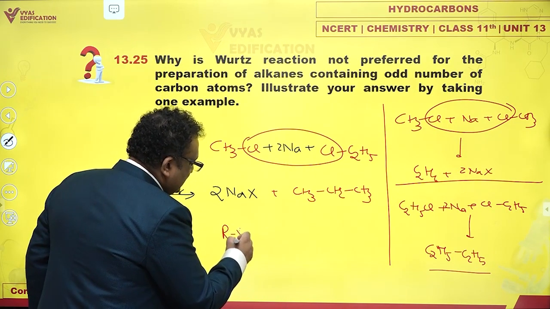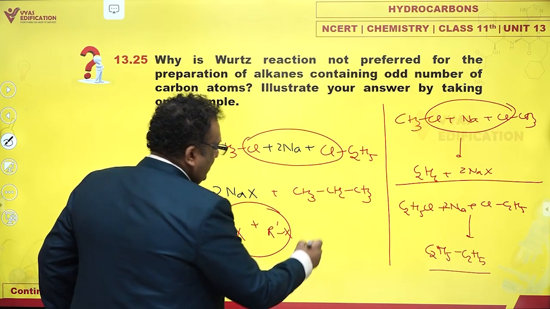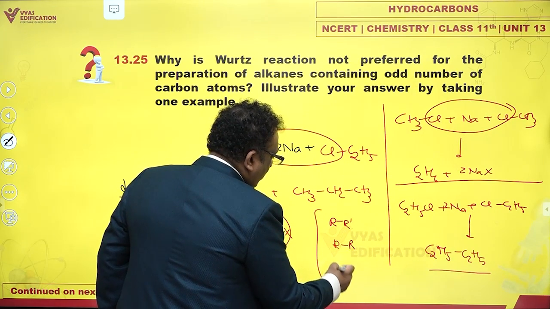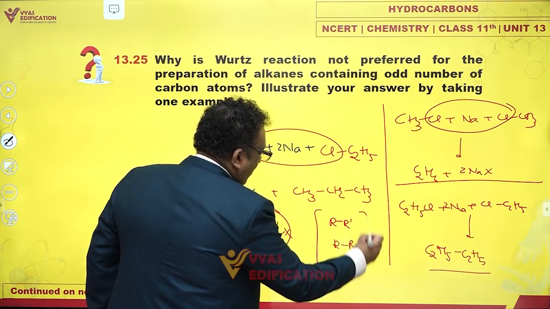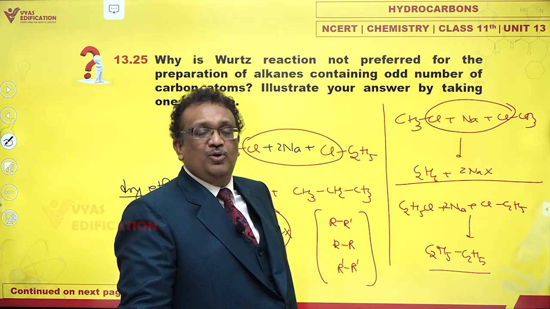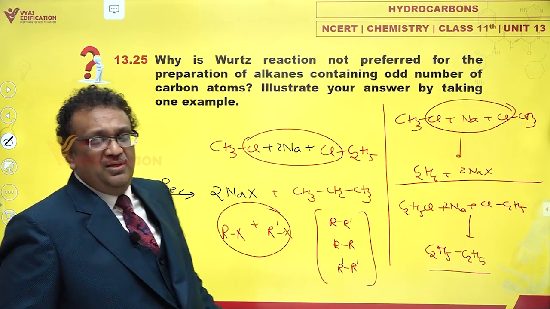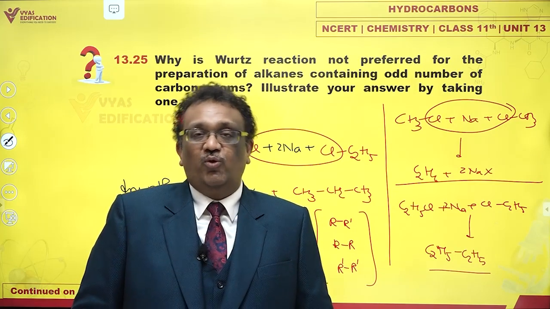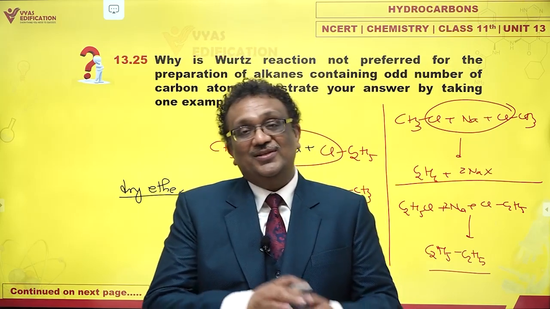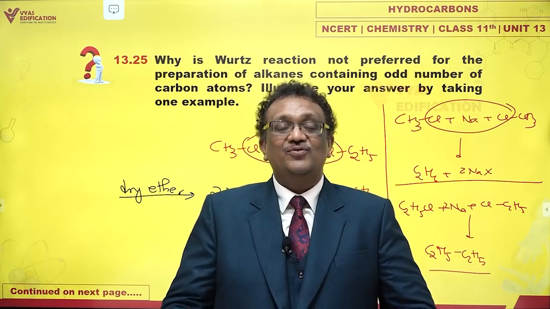So if you have R-X and R'-X, and if you mix them, you will get RR' . Yes, you will get some amount, but unfortunately, you get equal amounts of RR and R'R'. So whatever you wanted is never more than one third, which is really bad. And that is why Wurtz reaction is definitely a bad idea in case you want alkanes with odd number of carbons only.